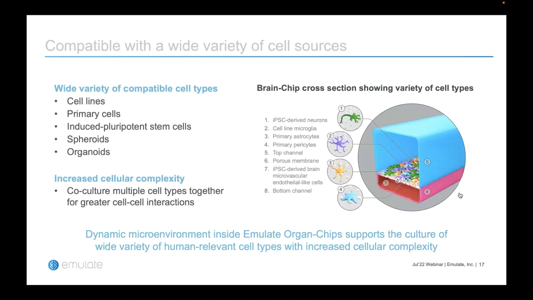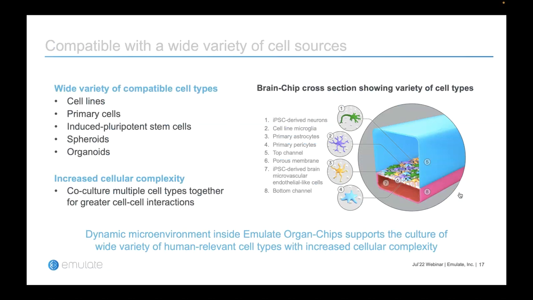In terms of cell sources, the chip is compatible with a wide variety of cell sources. So, we touched on a few of them before: cell lines, primary cells, induced pluripotent stem cells, even 3-dimensional models such as spheroids and organoids. We have workflows for all of these cell types that can be applied to chip.